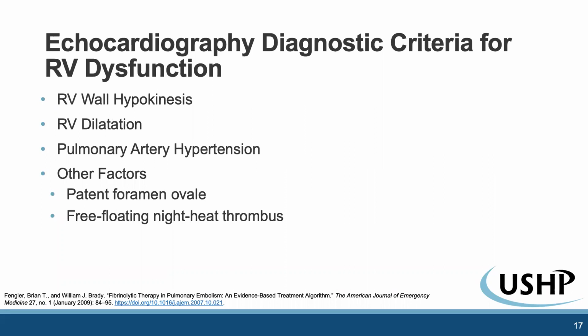When looking at an echo, some of the diagnostic criteria for RV dysfunction, there are a few keywords that as pharmacists we will want to pay attention to. And that is maybe hearing RV wall hypokinesis, RV dilation, listening for pulmonary artery hypertension, and then maybe any other factors that go along with the pathophysiology of pulmonary embolism induced cardiac arrest. So really keying in on some of these keywords to help guide whether or not we're moving down one algorithm or perhaps changing the direction in which we are managing the patient.